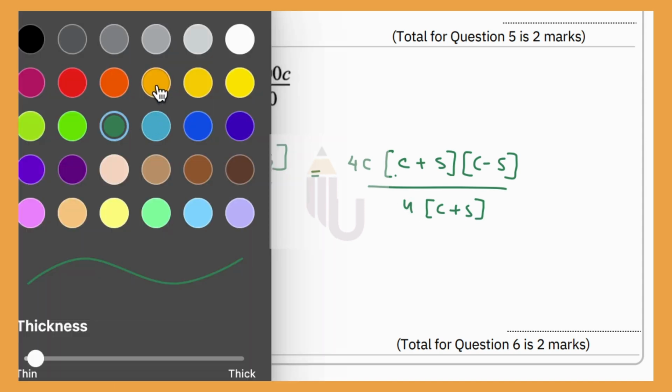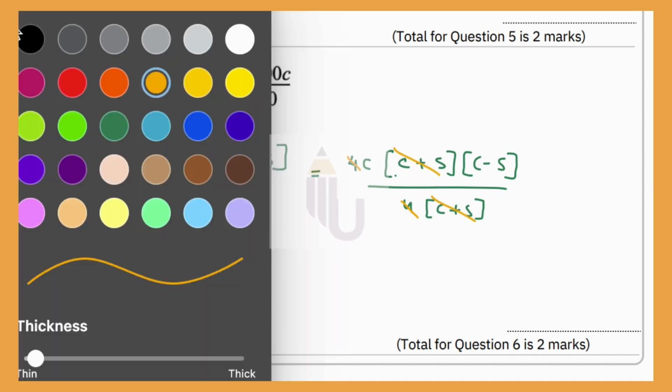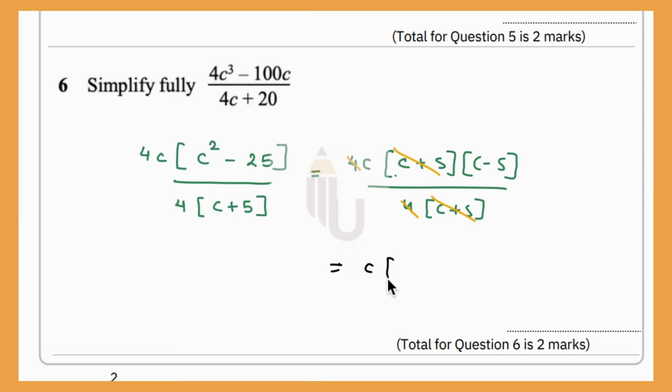Now this 4c plus 5 will get cancelled, and we are finally left with c times c minus 5, which can also be written as c square minus 5c. So this will be the final simplified form.